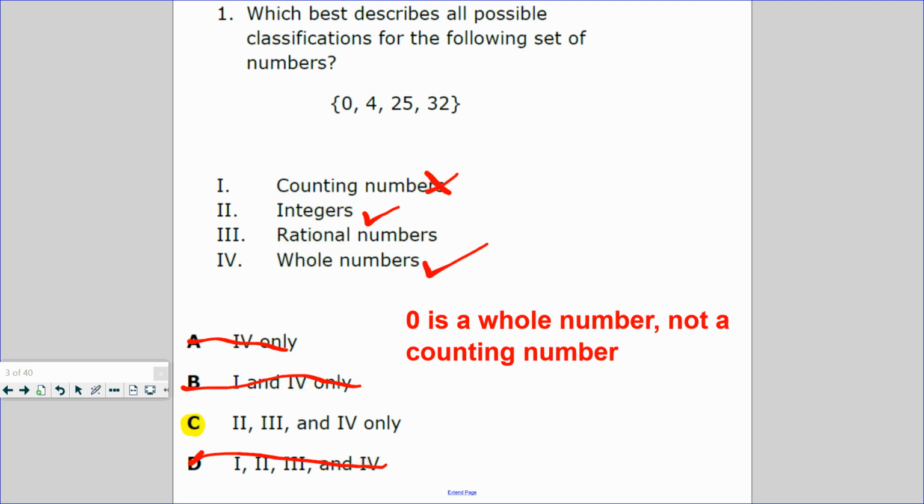And can these numbers be written in decimal or fraction form? Let's see. I can write 4 as a decimal as $4.00. I can write 25 in fraction form as 25 divided by 1 is 25. So that's why it's C. 0 is a whole number, not a counting number.